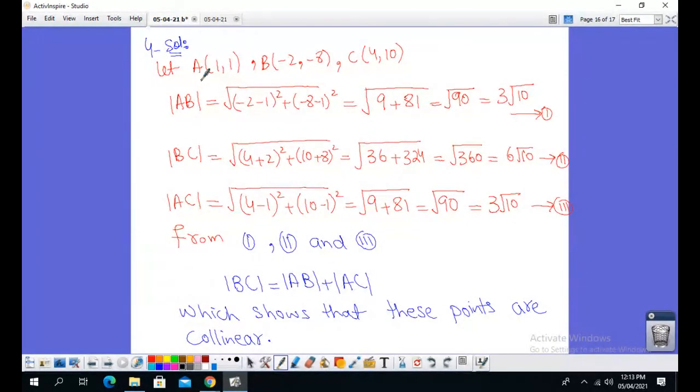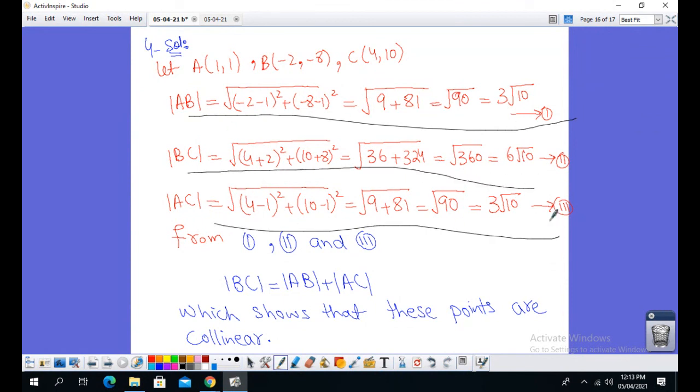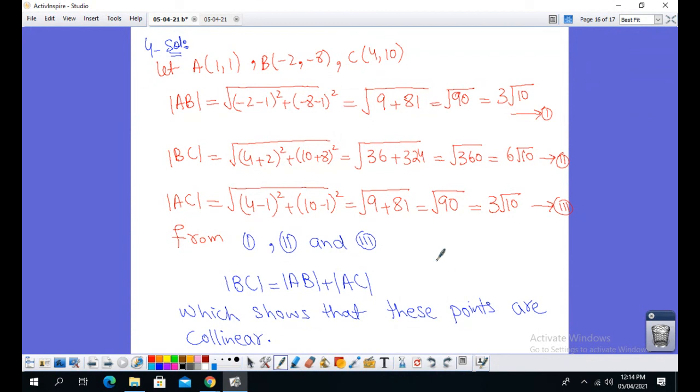Now on a similar pattern, we have A, B and C. We are to show here whether these points are collinear or not. We take the distance AB, the distance BC and the distance CA, and the sum of the two distances. Here, what is a collinear point? Collinear points means, let's suppose we have a straight line. Suppose this point is B, suppose this point is A, and suppose this point is C.